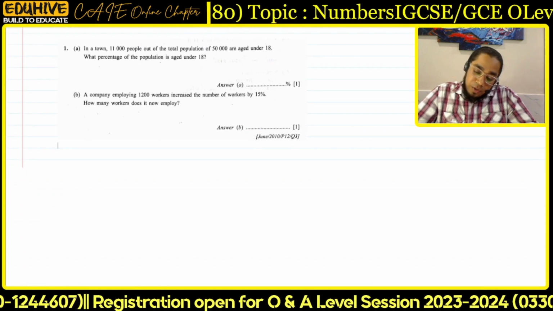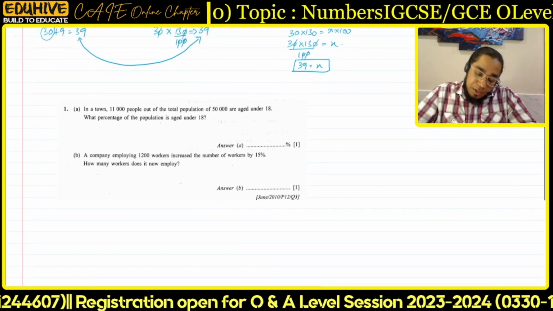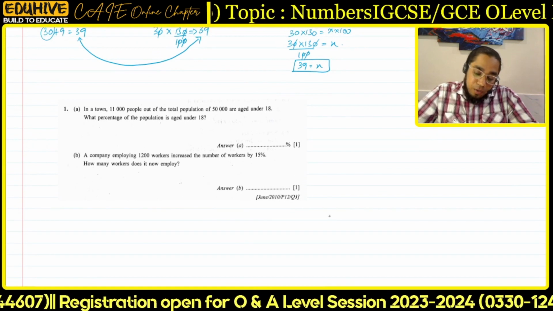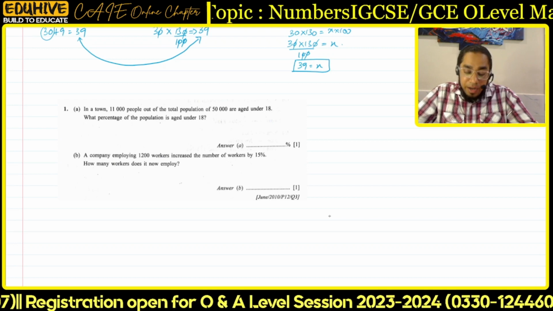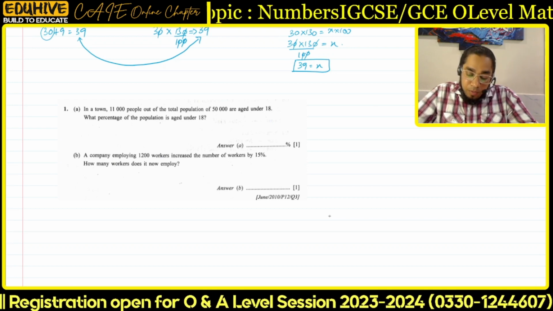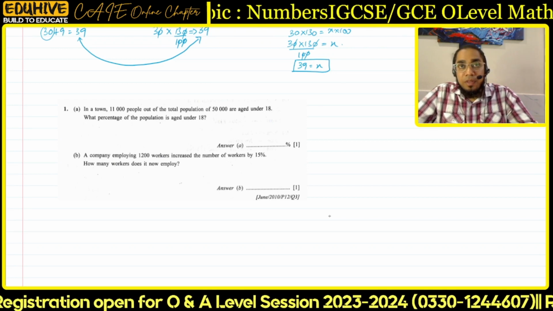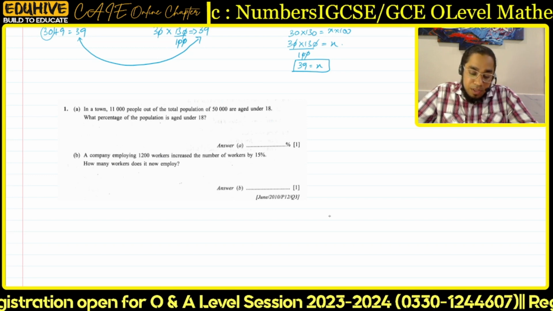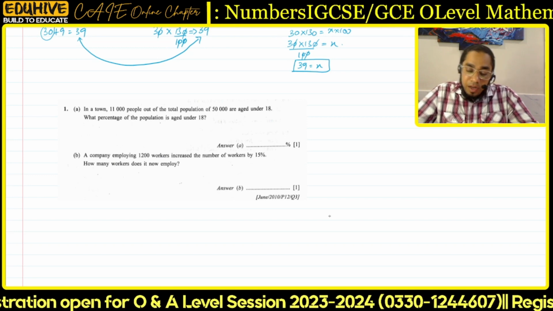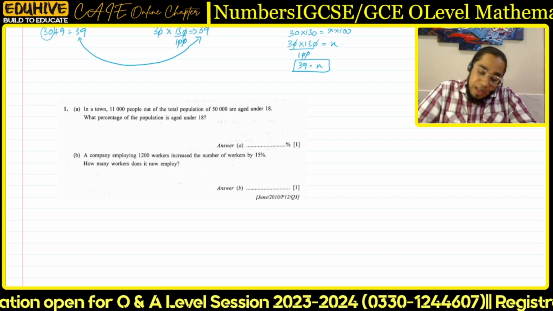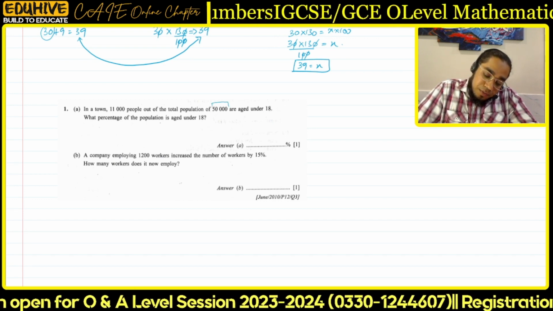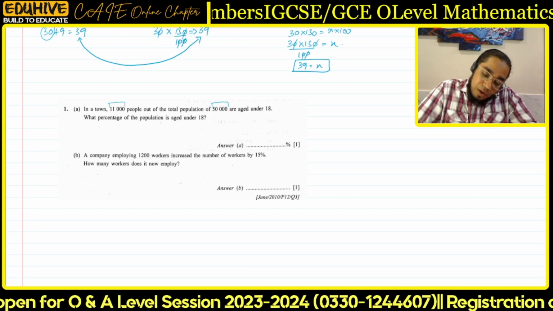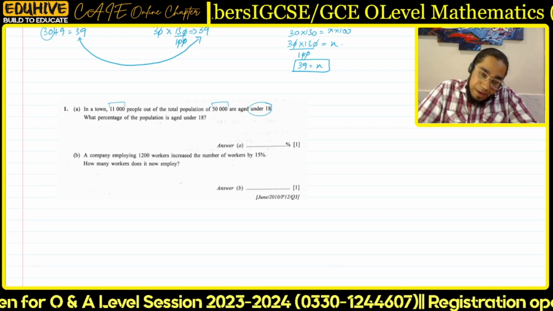So we got a question over here, and in this question number 1 part A, in a town 1100 people out of the total population of 50,000 are aged under 18. What percentage of the population is aged under 18? They are just going to calculate the percentage, and I am going to help you that the total population was 50,000 and 1100 was the people who got underage, under 18.